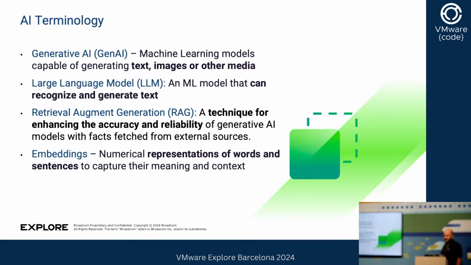Just a quick bit of terminology, in case you don't know what I'm talking about. Hopefully you've heard about generative AI or GenAI, things like ChatGPT, but that's really this new type of AI focused on generating text, images, or media. Large language models power generative AI. Those are the engines behind the scenes.